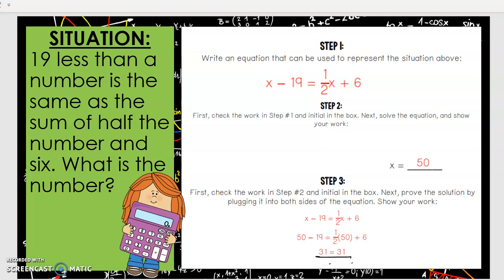If you get anything different on one side or the other, then you did not get the right answer. So pay attention, make sure that we get the same number on both sides. All right, now you've got a few of them that y'all are going to work through. I'm going to give you a few seconds, and then I'm going to have you push play, and then you're going to go through and check your own work.